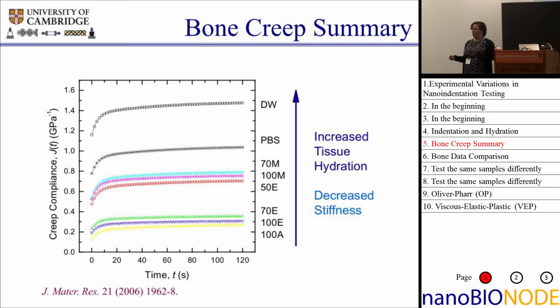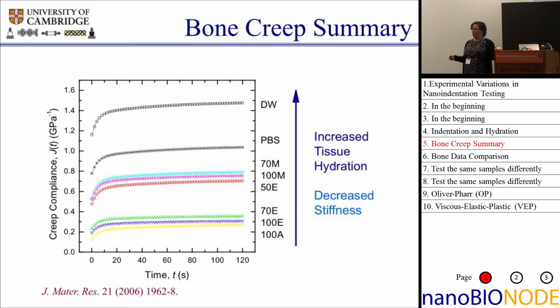And we used a series of polar solvents to essentially dehydrate the tissue chemically, so we still had it in a fluid, but we were changing the hydrogen bonding and the effect of the water. And so what you can see there is that as you go to increased tissue hydration, you see decreased stiffness by about an order of magnitude. And this is in bone, which is only about maybe 10 to 15% water.